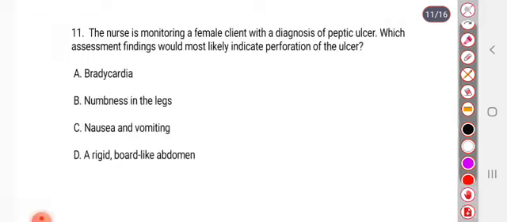the nurse is monitoring a female client with a diagnosis of peptic ulcer. Which assessment finding would most likely indicate perforation of the ulcer? Option A bradycardia, option B numbness in the leg, option C nausea and vomiting, option D rigid board-like abdomen.